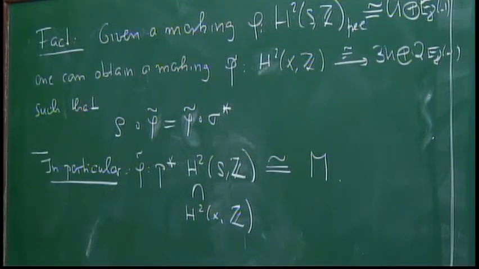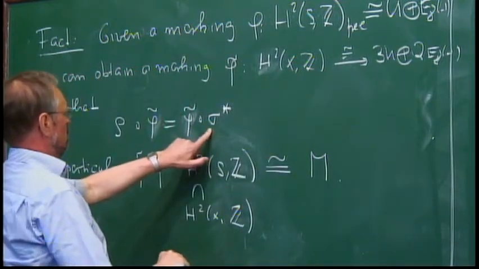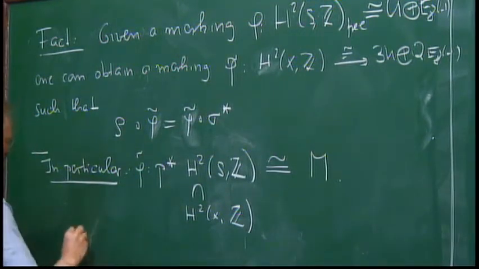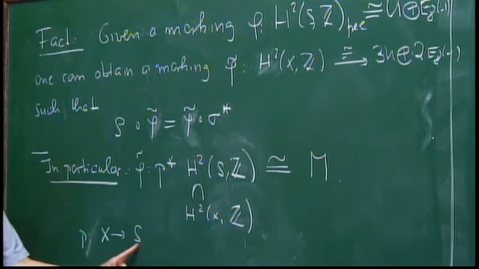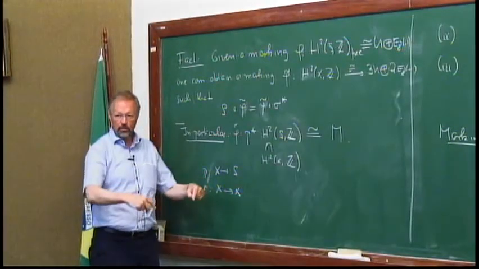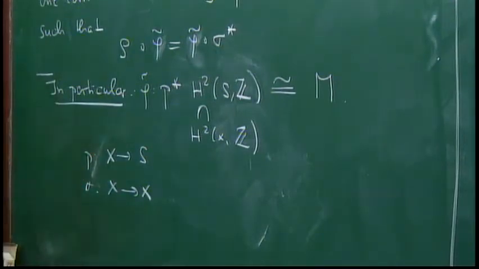Sigma is the covering transformation. This is P upper star. P was the map from X to S, so I pull it back to X. And sigma was the map from X to X, which is the covering involution of X over S.